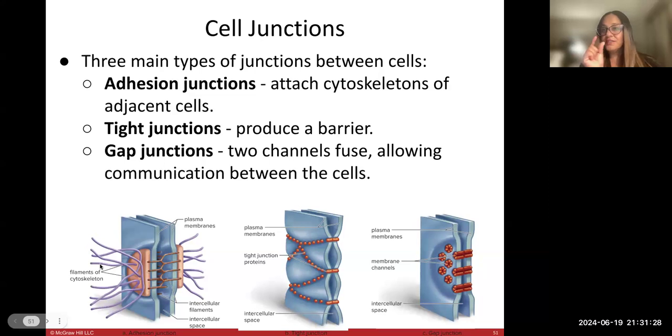Cell junctions, that just means gaps. There are gaps in between our cells. There's different kinds of gaps. We call them junctions. Adhesion junctions attach to cytoskeletons of adjacent cells, so our cells will stick together and they won't move all willy-nilly. Tight junctions produce a barrier, and then gap junctions are when two channels fuse, allowing communication between the cells. There's examples of each on the bottom.